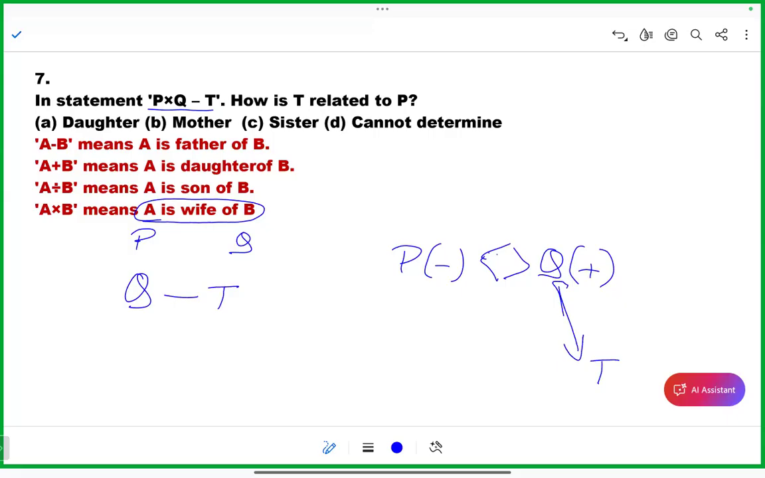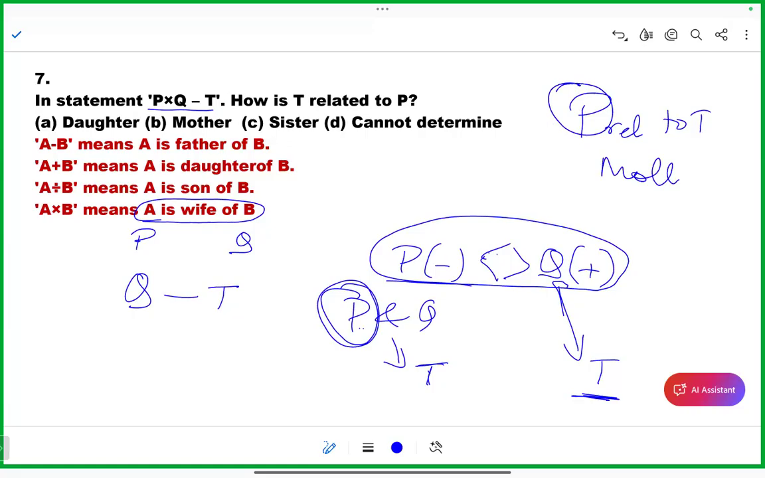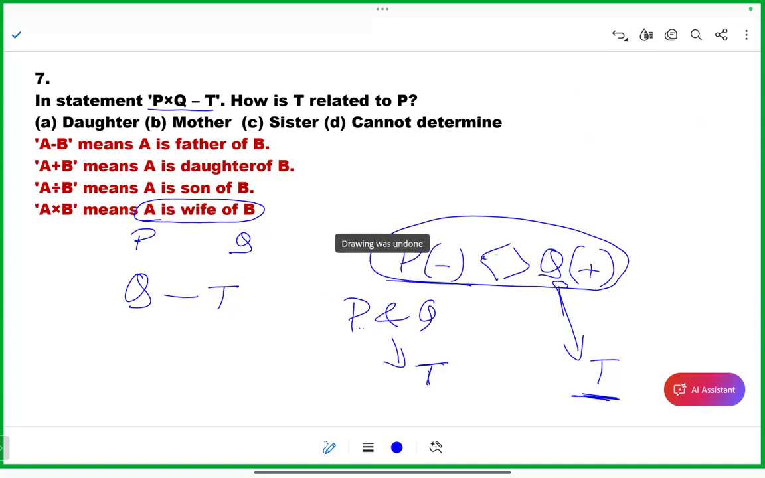So how is T related to P? Daughter? We have to say how T is related to P. P and Q's child is T? So the question is, how is T related to P? P is the mother. Yes. But the question is not how P is related to T. If the question were how P is related to T, the answer would be mother. But here in the question, T's gender, I don't think it has been revealed to us. We don't know it.